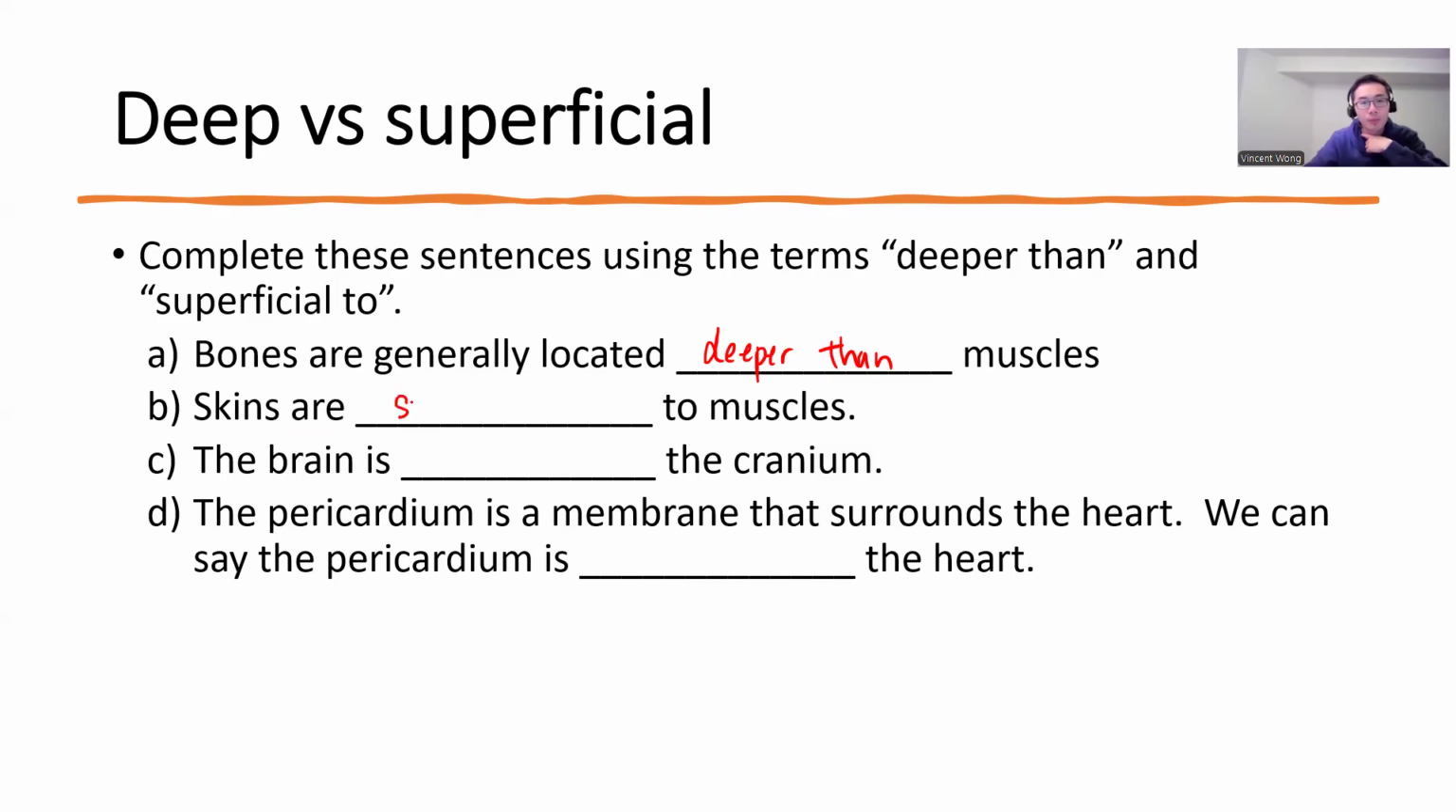Skin is superficial to muscles. The brain is deep to the cranium. Cranium is your skull. So your brain should be inside the skull. The pericardium, and even if you don't know what the pericardium is, just keep reading, right? The pericardium is a membrane that surrounds the heart. If it surrounds the heart, it must be outside of the heart, right? That's what surrounds means. So that would be superficial.